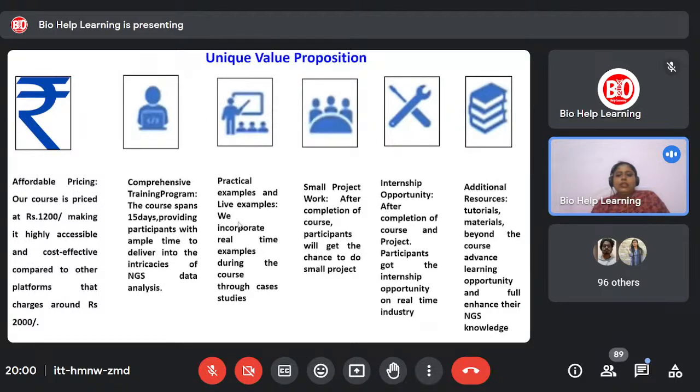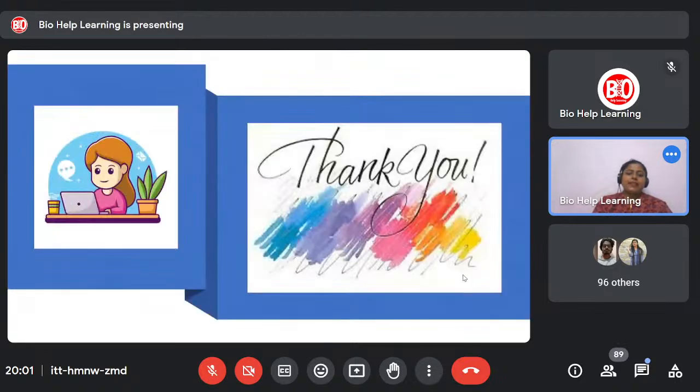We will also provide some internship opportunities at particular places, which are available through our sources, and we will provide supplementary materials and tutorials from where you can further learn or develop your prospects based on NGS data analysis. So this is all about it. And this 15 days program is an eye-opening session for you all to understand the basics to advanced concepts of NGS data analysis. Thank you all.